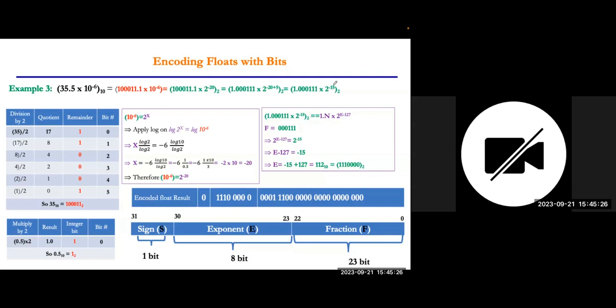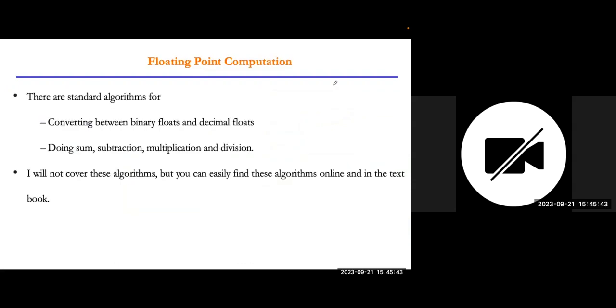Okay, so these are 3 different examples of encoding any float numbers. So based on this, you will get the assignment by tonight. I will announce the assignment so that it will be helpful to you. Okay. So the floating point computation. There are standard algorithms for this floating point computation, converting between the binary float and the decimal float, or decimal float to binary float.